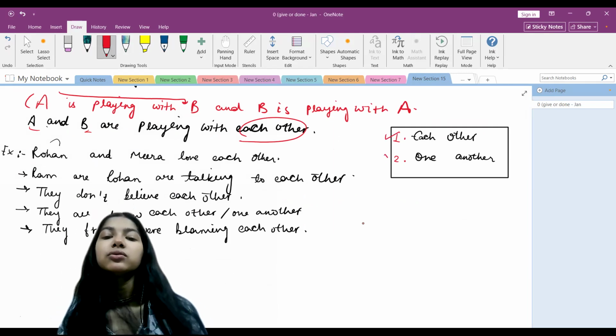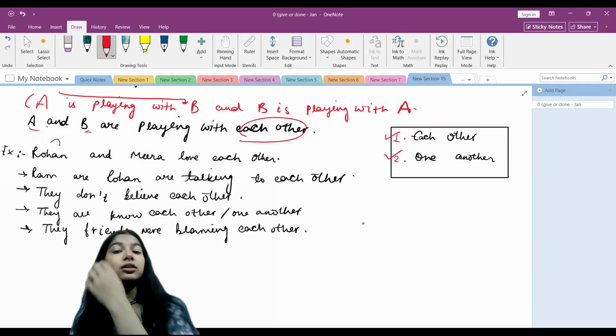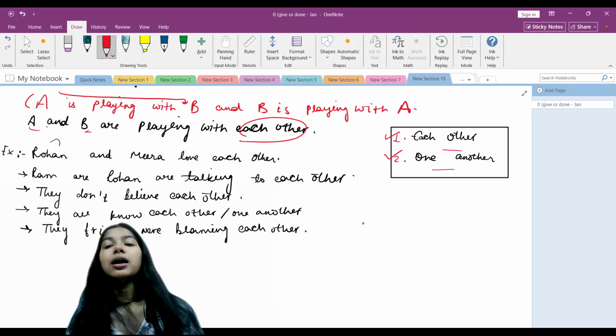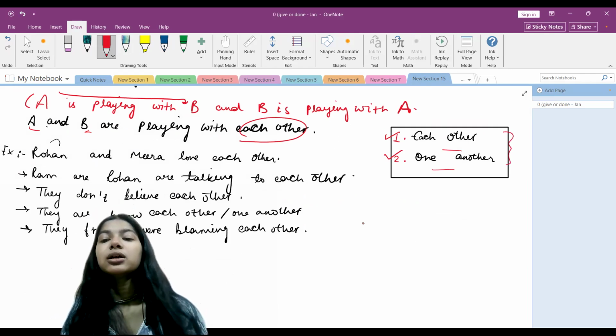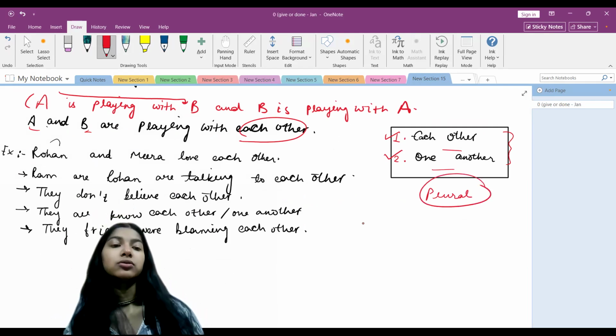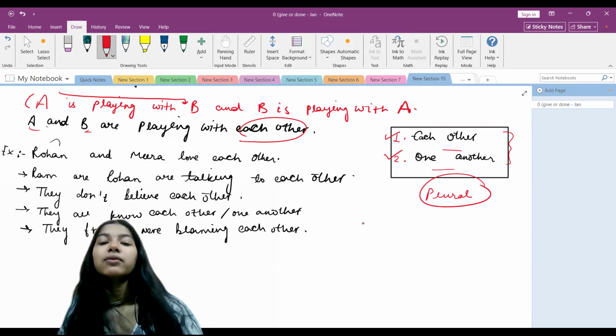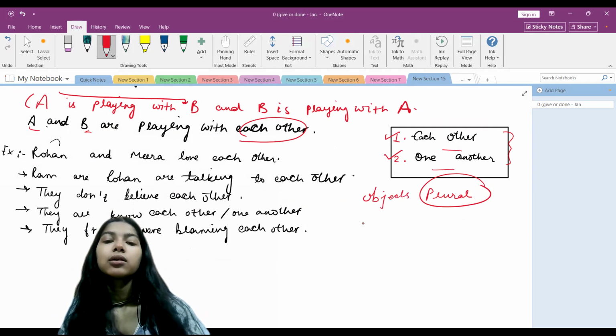Frequently, we use these two terms as reciprocal pronouns, that is "each other" and "one another." So make sure that we are using these two words when the subjects are plural. At that time we are using each other and one another.